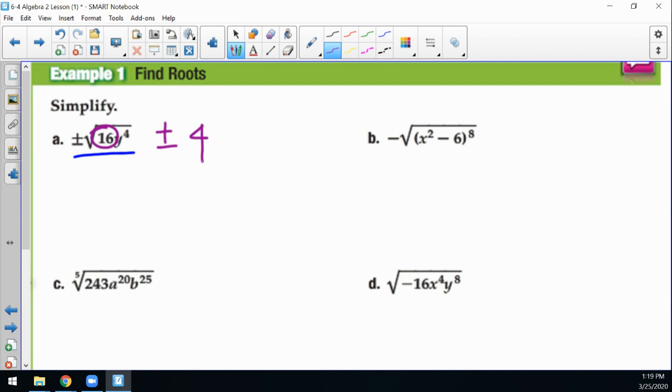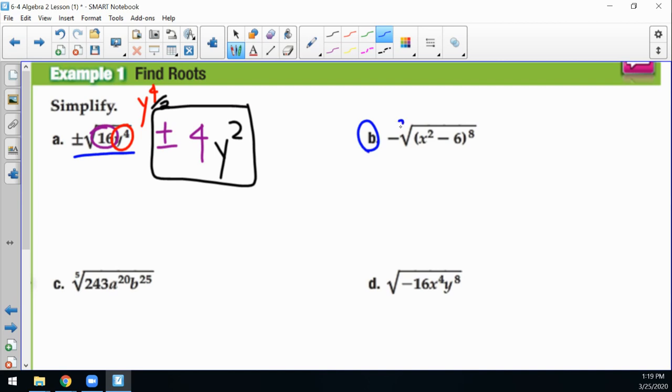And what's the square root of y to the 4th? Well, think about it. This is y to the 4th, and then that square root would be divided by 2. So 4 divided by 2 would just be y to the 2nd. So here's our answer, plus or minus 4 y to the second.